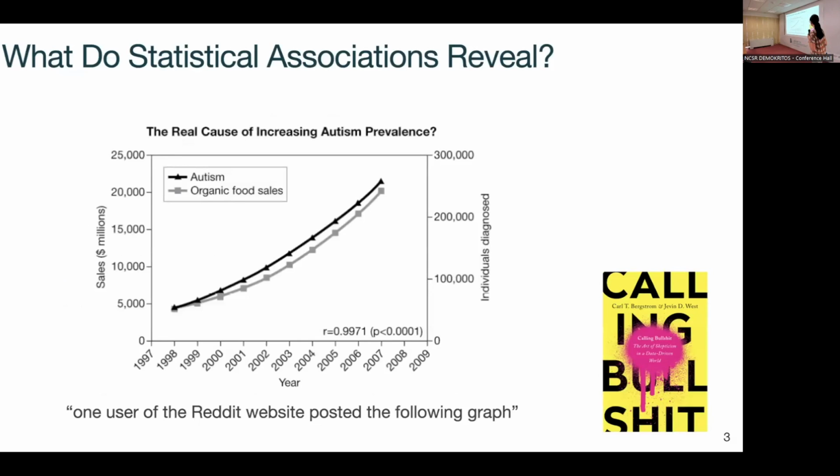Let's see. Dev yesterday discussed a lot of these misleading correlations. This is just one of those examples, taken from this book. It's a very funny book, and there are several of those examples in it. This in particular was posted by a user on Reddit, and it is showing the real cause of increasing autism prevalence: the number of individuals diagnosed with autism and sales of organic food. Basically you see a very high correlation, but this doesn't mean anything. You cannot claim that organic food is causing autism, although humans tend to make this jump.